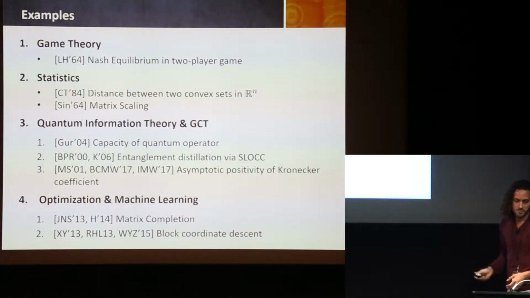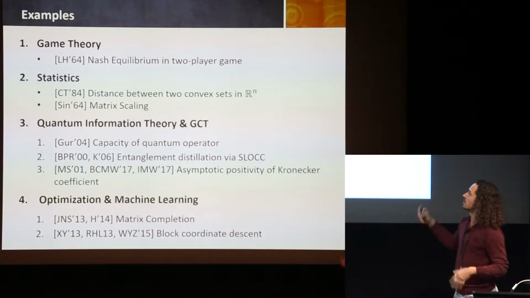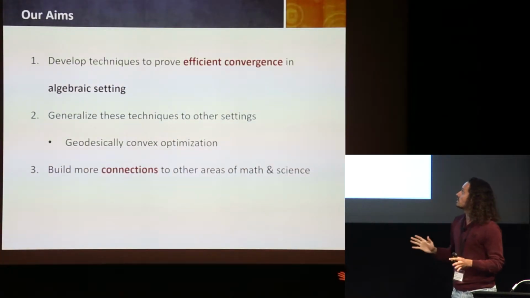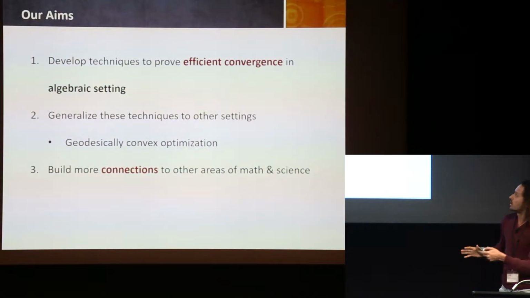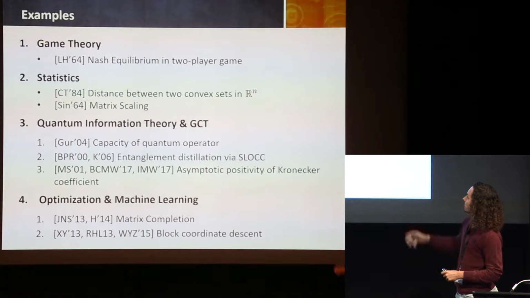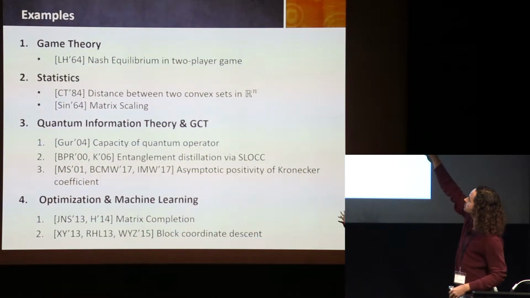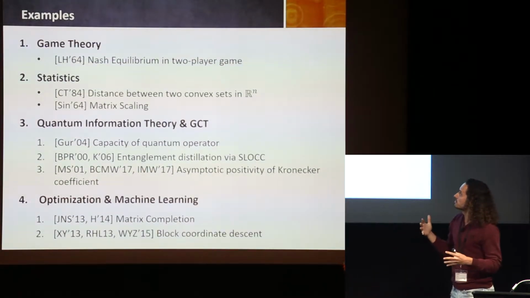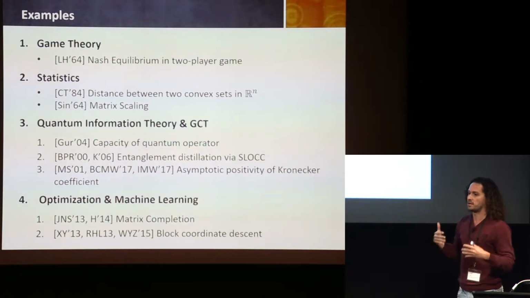So OK. Now, what is our aim among all of this world of alternating minimization? OK? So our aims are the following. We want to develop techniques to prove, oh, sorry, if I go back, for a lot of these, for the first two bullets in game theory and statistics, people didn't know efficient convergence.